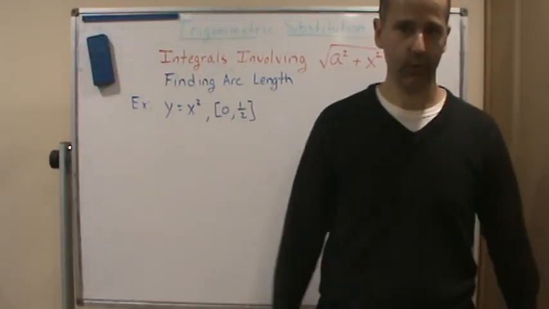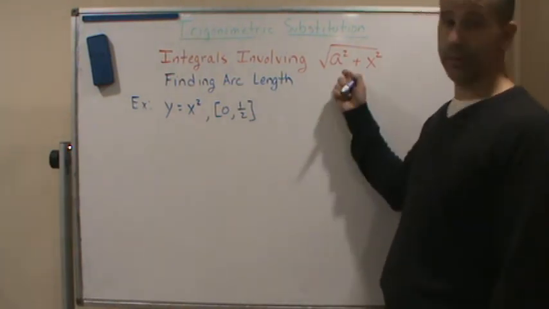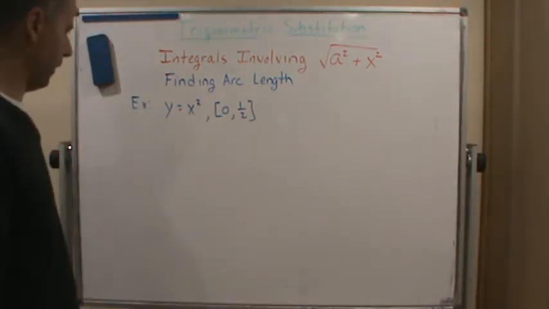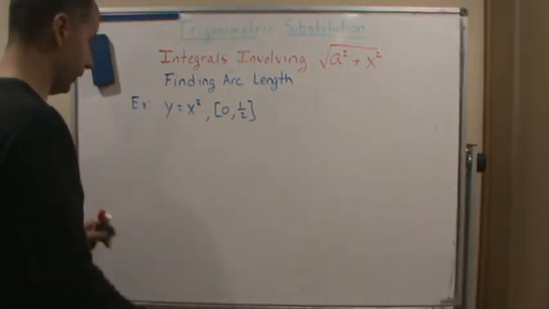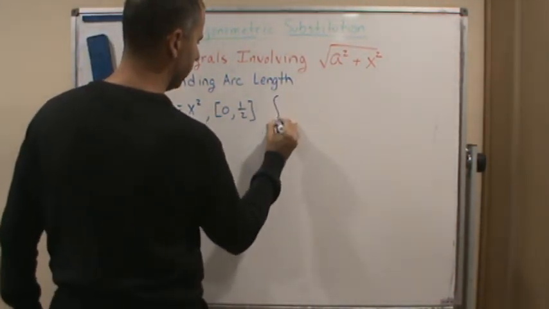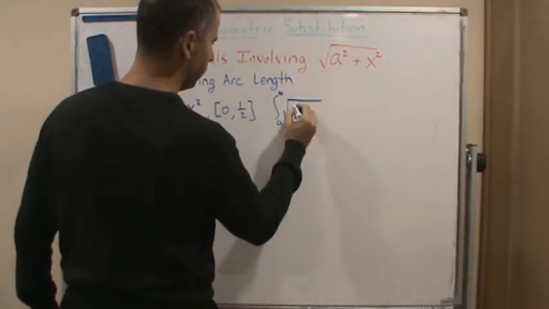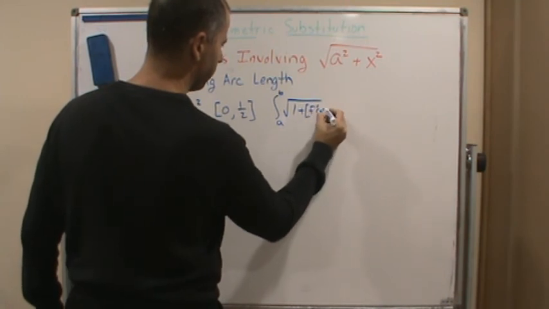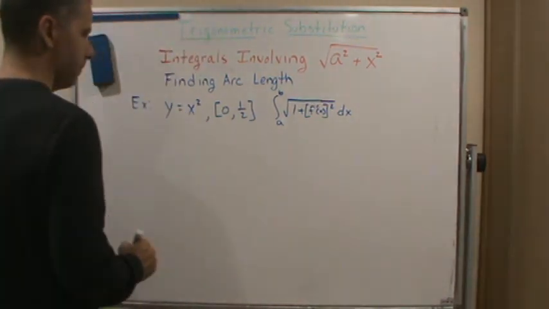Okay, so welcome back. In this video we're going to talk about finding arc length when we have something like this. If we take this example, we want the formula for arc length. Remember, the formula for arc length is the integral from a to b of the square root of 1 plus the derivative f prime of x, quantity squared, dx.